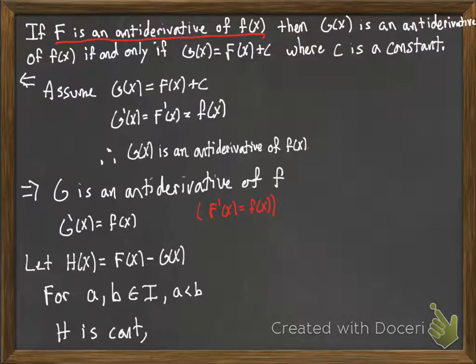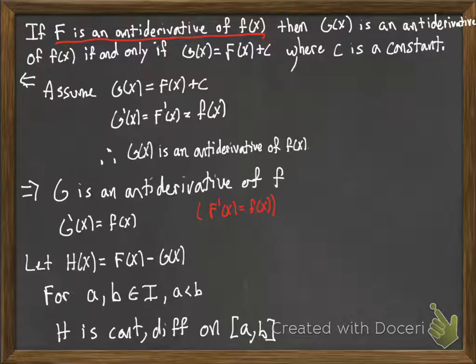Now, H is continuous over that whole interval. Why is it continuous? Well, because both F and G are continuous. How do we know that F and G are continuous? Because F and G are differentiable functions. And a result from a long time ago, we didn't make a big deal out of it, was that if a function is differentiable, it's also continuous. So of course, since they're antiderivatives, they're also differentiable on that interval.